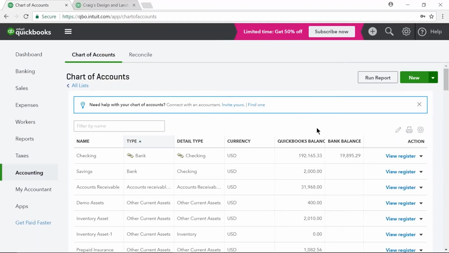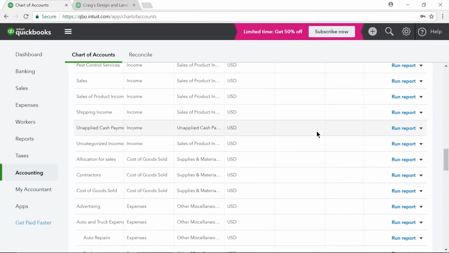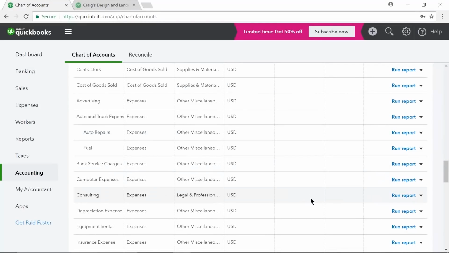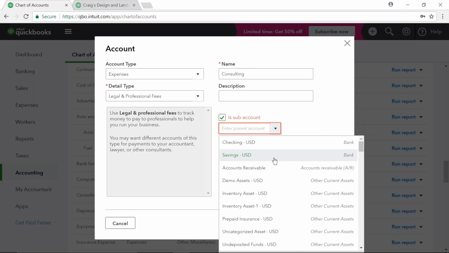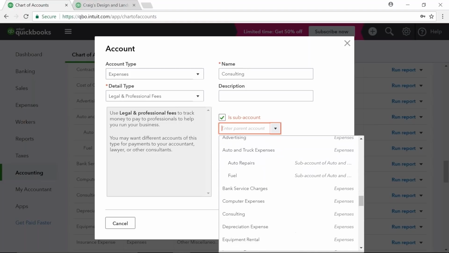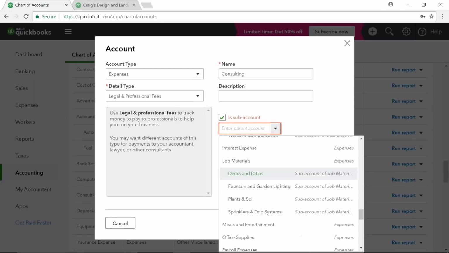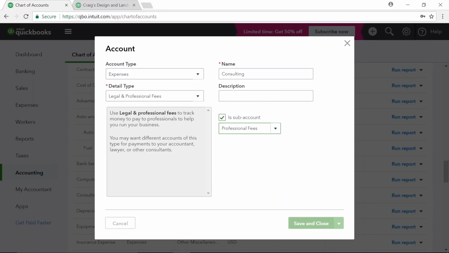Or you can go back to an existing account like that consulting expense account that I created earlier. I'm going to scroll down here, and there is consulting. You can edit this by drop-down arrow over on the right-hand side and choosing edit. And then we can change any aspect of this account. We can even change the type or detail type if we really needed to, but we don't in this case. So we'll choose is sub-account. And we're going to make this a sub-account of legal and professional fees. So I'll scroll down into the expenses area, and here we see professional fees. Okay, we'll go with professional fees. And then save and close.